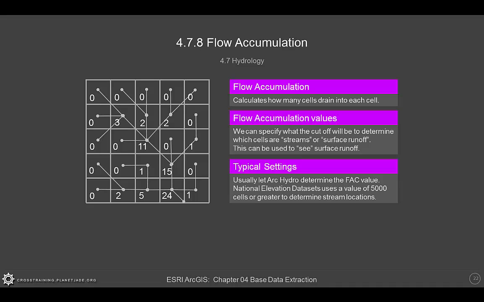The National Elevation Dataset uses a value of 5,000 cells or greater to determine stream locations. So if you're going out to the National Elevation Datasets and downloading their stream data information, that's the cell value that they're using there. So again, if you want to do surface runoff, you'll probably use a value much smaller than 5,000. And it may be more of a trial and error thing.